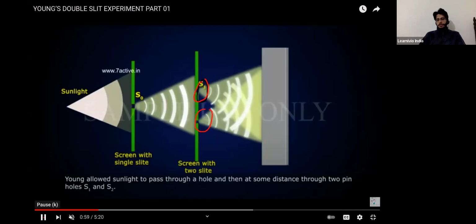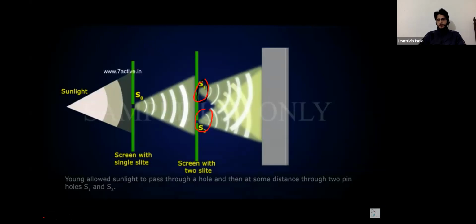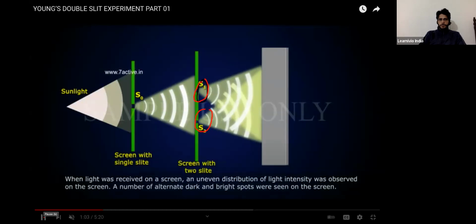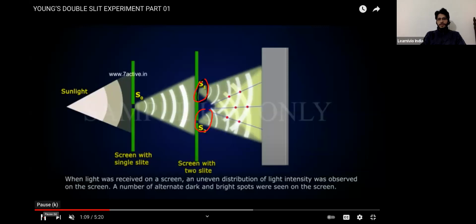Sir, instead of using the screen with a single slit, we can directly use a screen with a double slit, right? Yes, we can use. I don't know why in this experiment he's using a single slit. Okay, sir. He's using a single slit because he's showing sunlight, nothing else. Okay, sir. Yeah, so this is what you have to calculate.